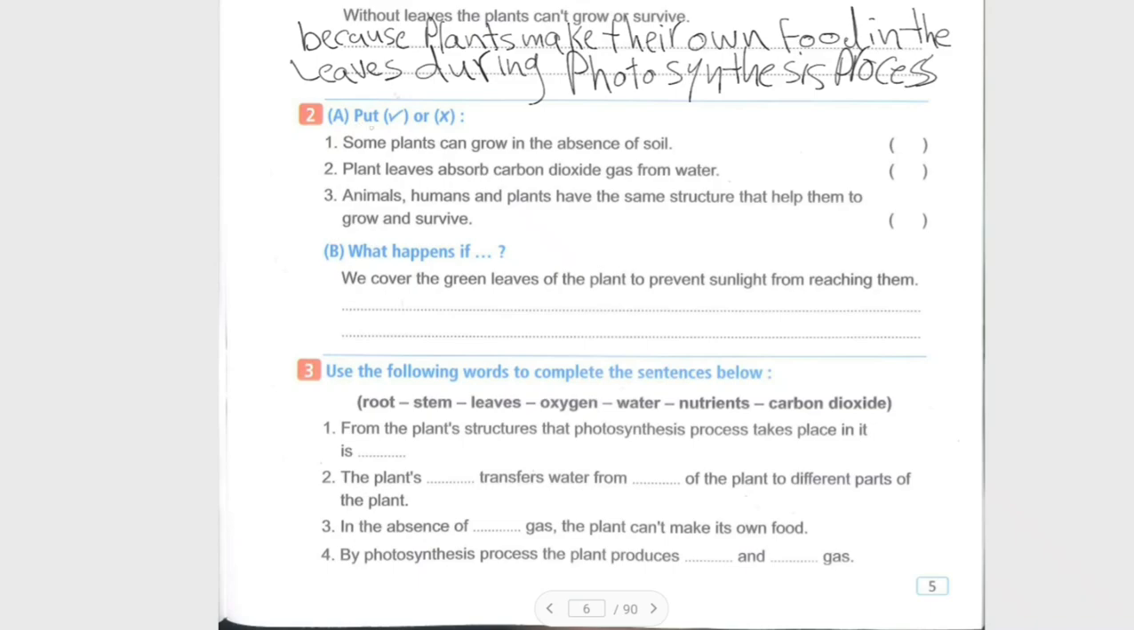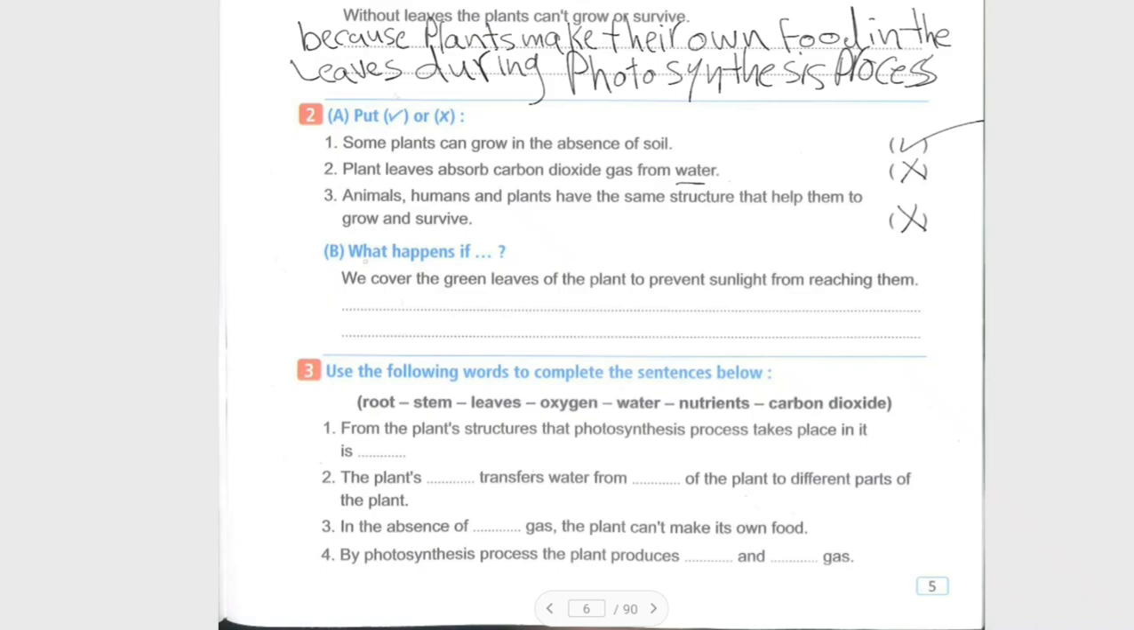Number 2, put true or false. Some plants can grow in the absence of soil. The answer is true, remember the germinated seeds experiment. Plants' leaves absorb carbon dioxide gas from water. The answer is false, it is from the air. Animals, humans and plants have the same structure that helps them to grow and survive. The answer is false, different.